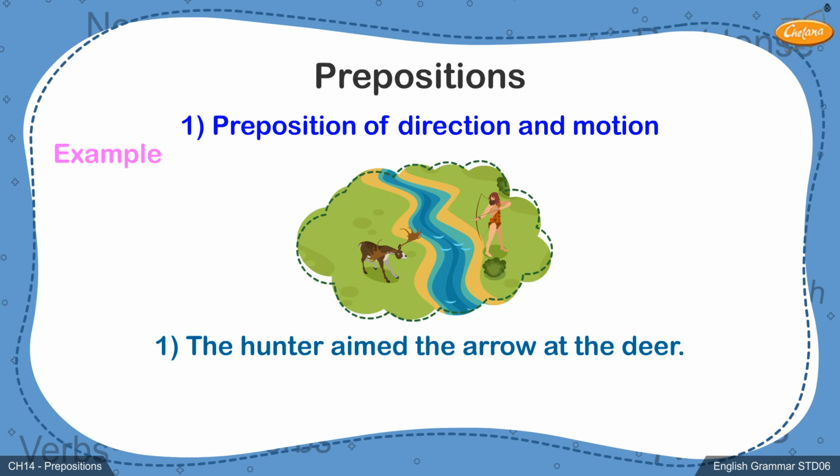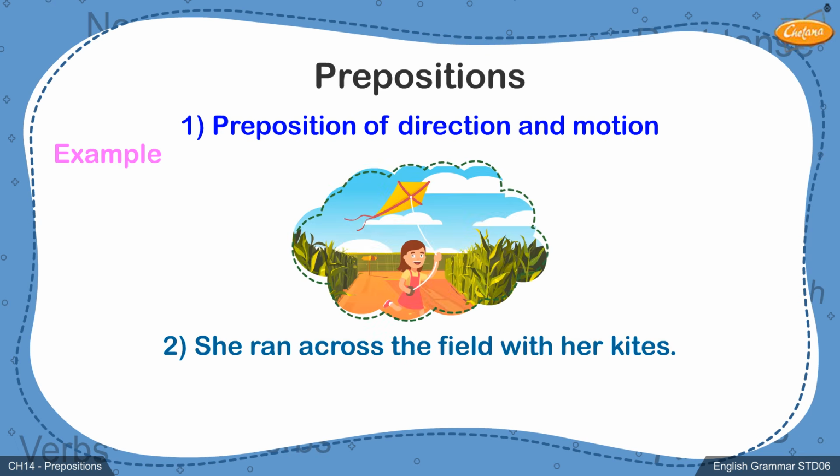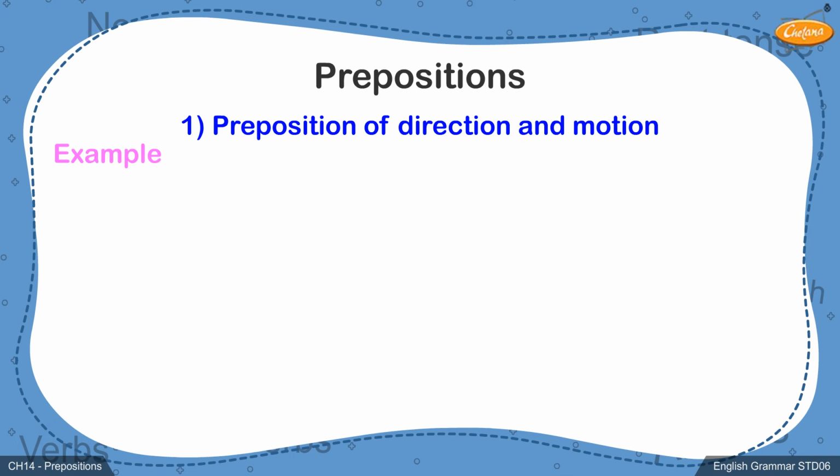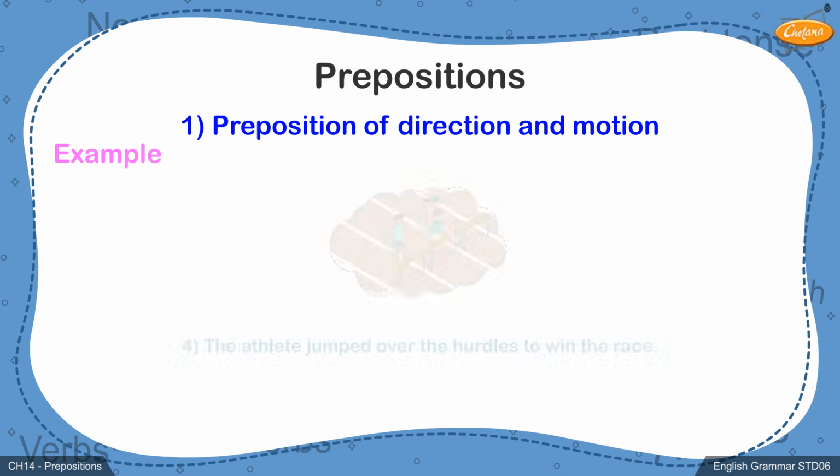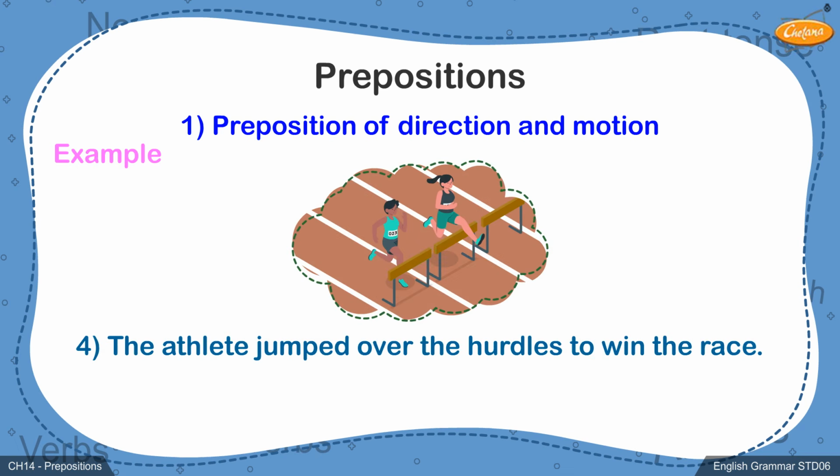1. The hunter aimed the arrow at the deer. 2. She ran across the field with her kites. 3. My mother put my old toys into the big box. 4. The athlete jumped over the hurdles to win the race.